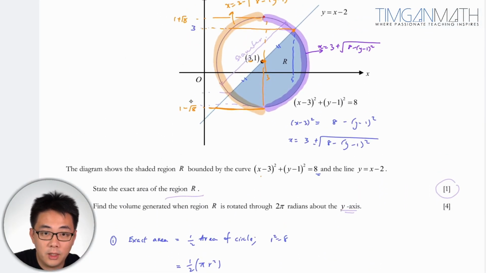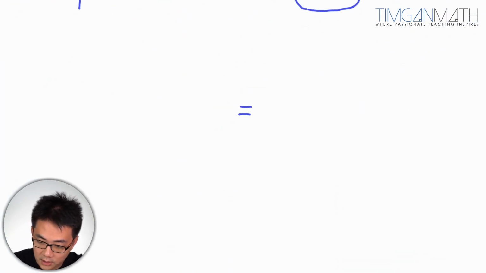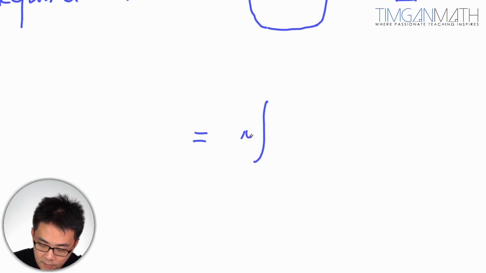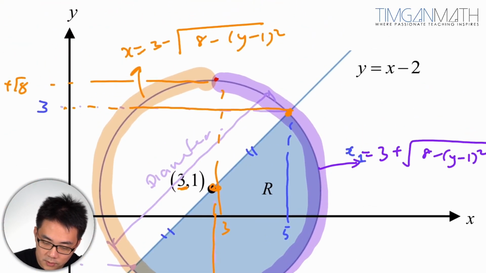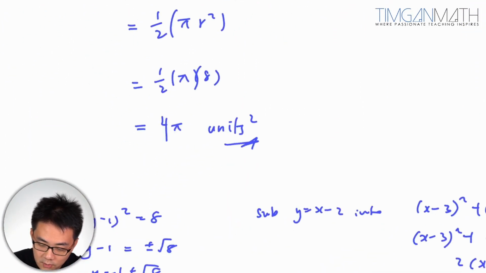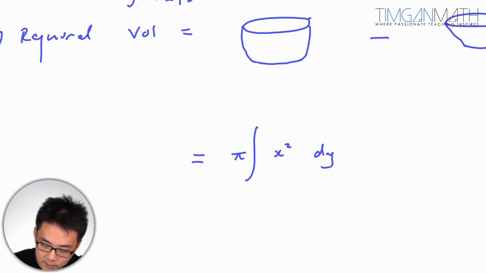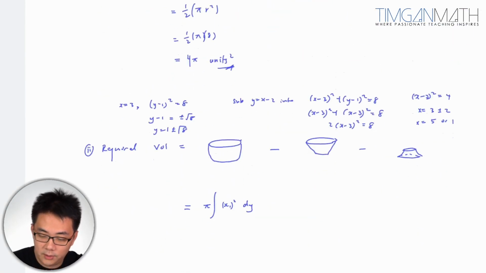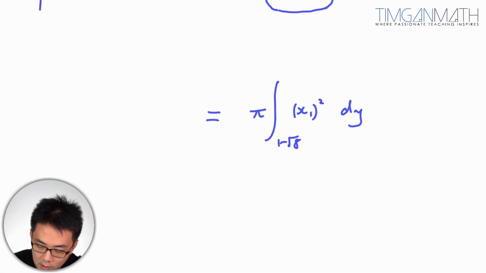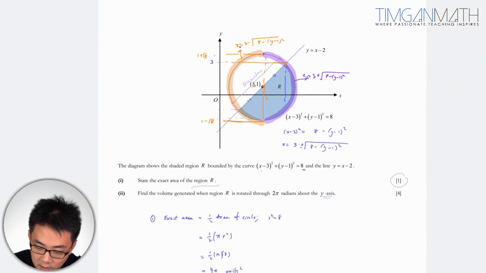So this will be integrating from 1 minus root 8 to 3, right? Essentially what we need is just integrating it from, this is pi x squared dy, and I label this as x1. This is my x1. This is my x2. Okay, so x1 squared, and it starts from 1 minus root 8 to the top one, which is actually 3.